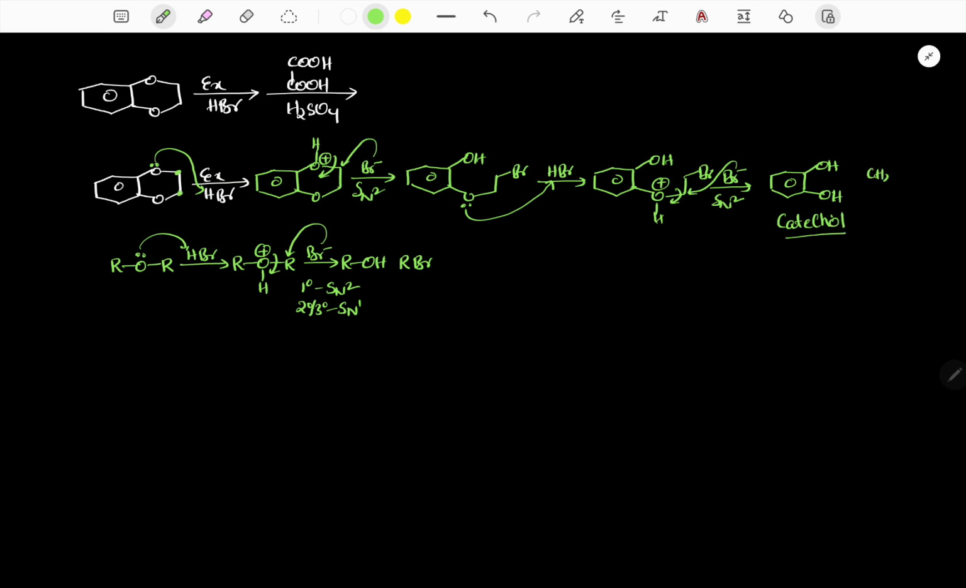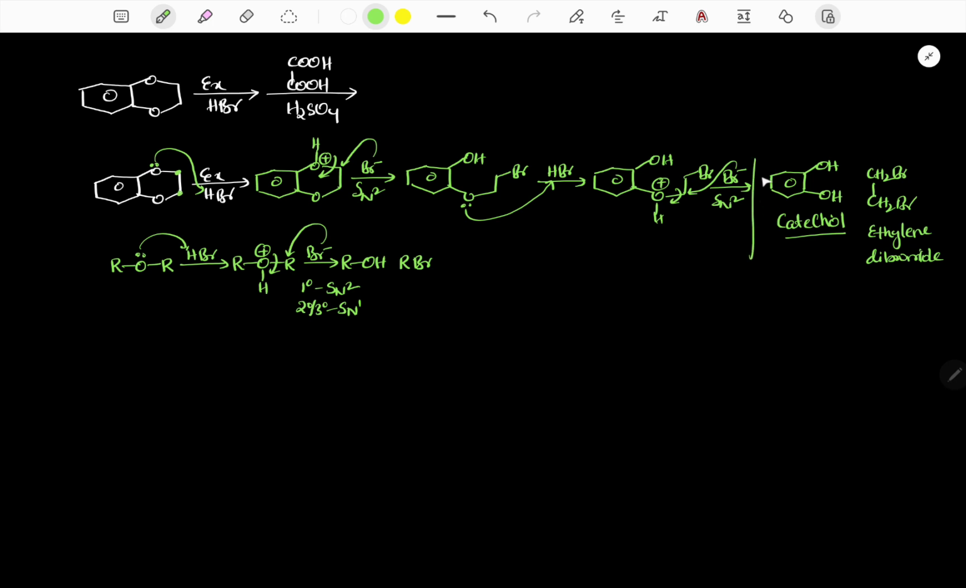and CH2Br, CH2Br. It is ethylene dibromide. So we got the corresponding catechol and ethylene dibromide.